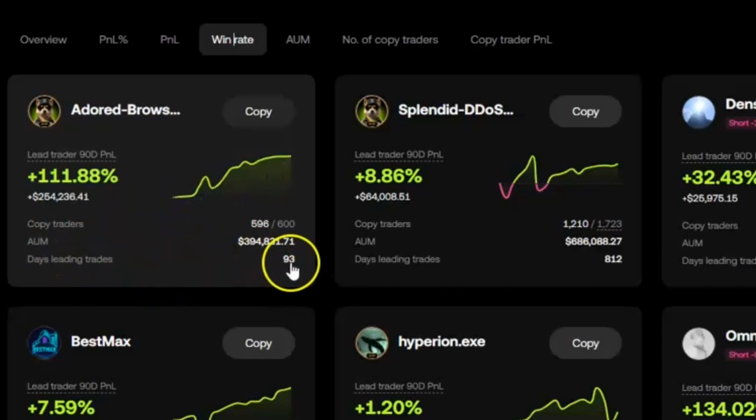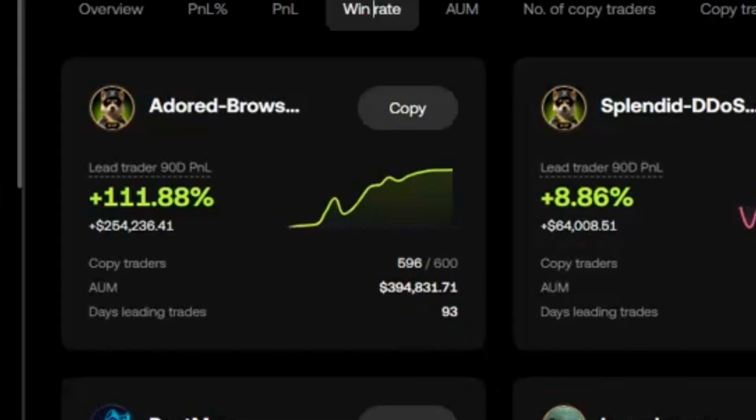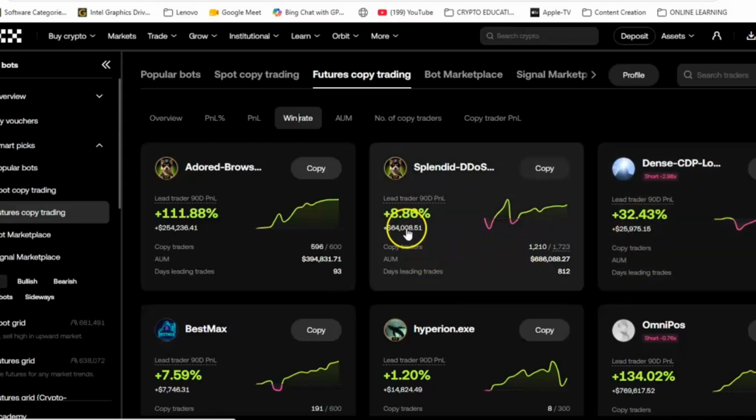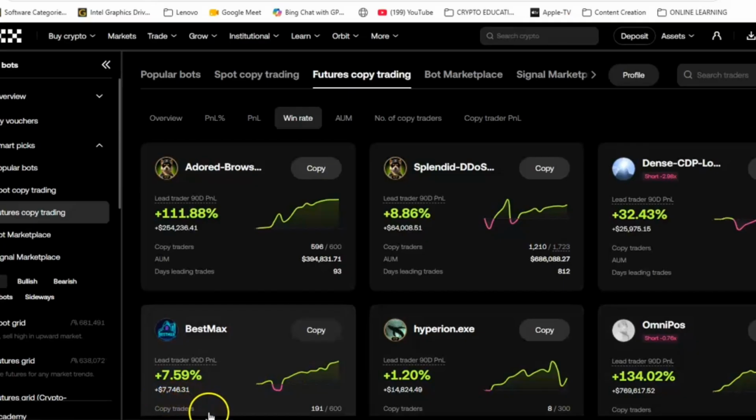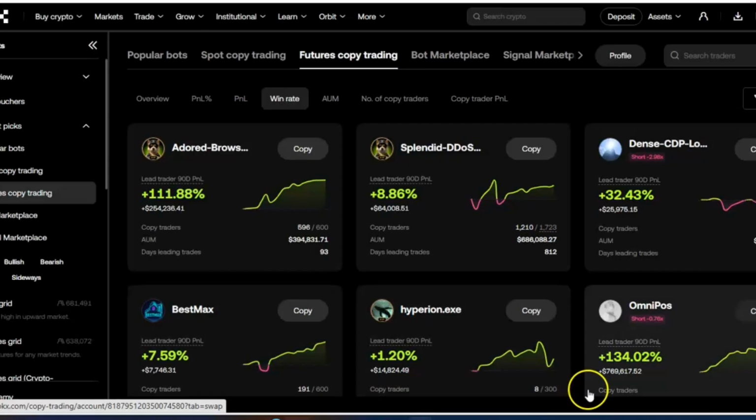Yeah, let's check on this one. Adored browse has 394,831.71 assets under management. This is the amount of money people have invested, and so far 93 people are copying his trades, right? Let's check on these others. So the win rate is 32. This one has the win rate of 8.86%. Let's check on these others at the bottom if there are any. We have this one. This one has 191 copy traders who were mirroring his trades.